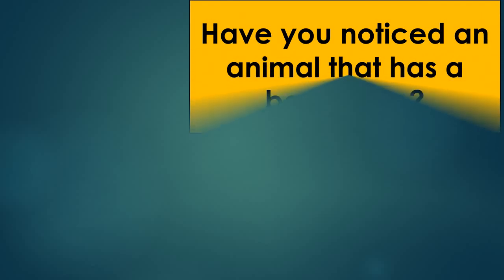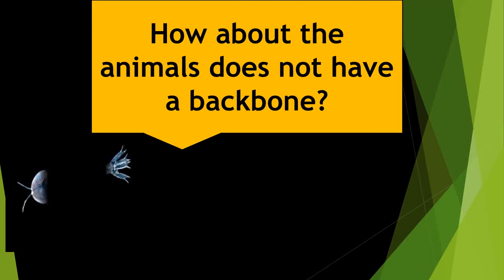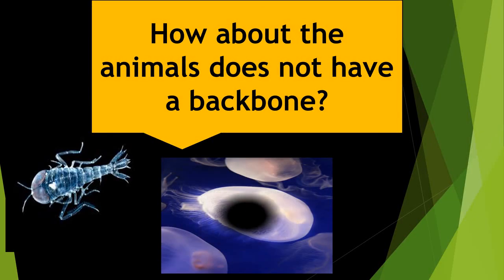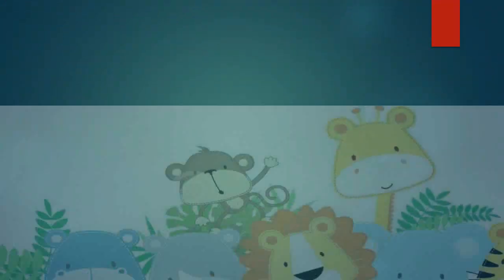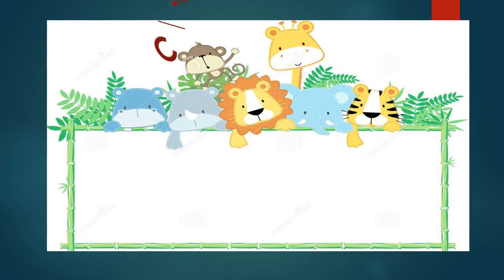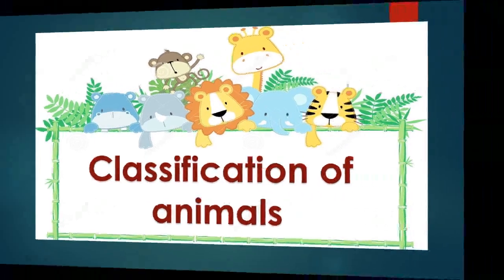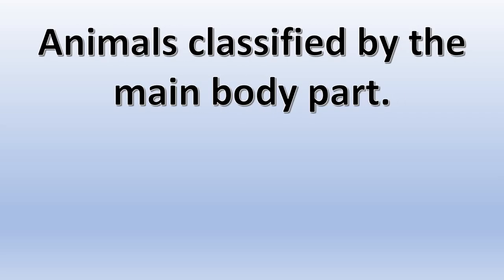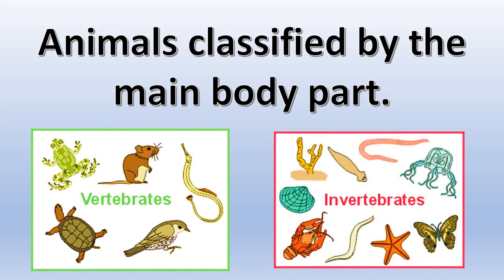Have you noticed an animal that has a backbone? How about the animals that do not have a backbone? In today's lesson, we're learning about the classification of animals. Animals are classified by the main body part. We have vertebrates and invertebrates.